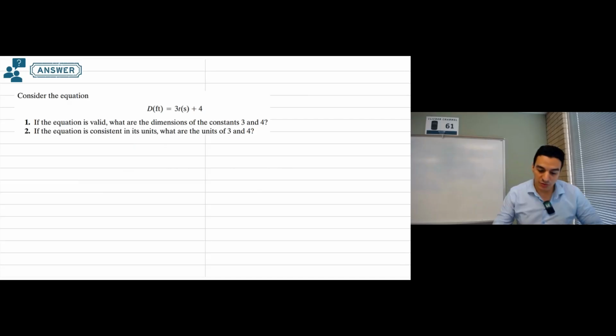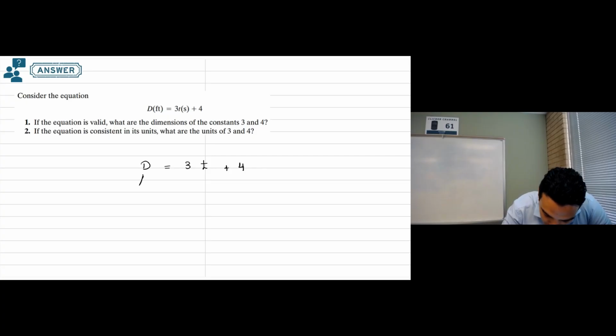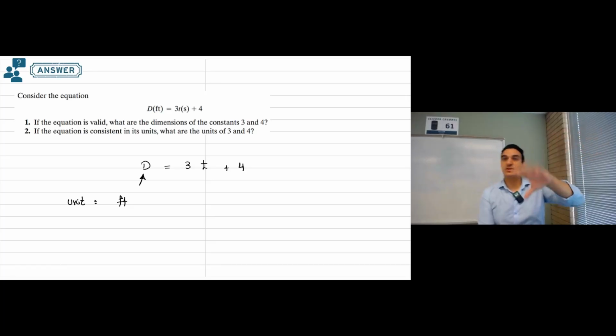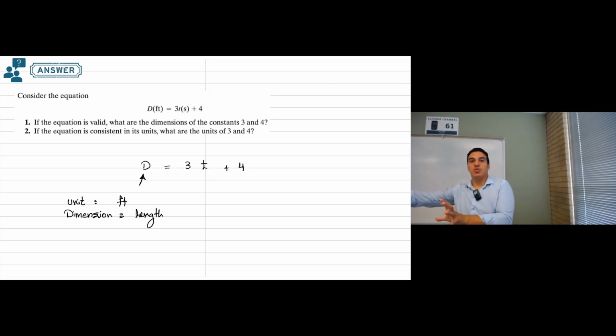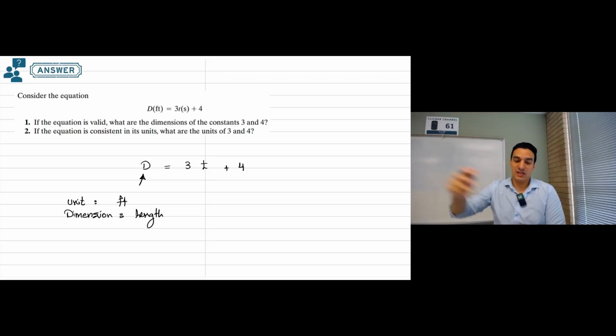Okay, so how do we do it? This is the equation we have: D equals 3t plus 4. This D is in feet, so this is the unit we have. And this unit, feet, expresses a dimension, which is length. So each term of the equation should represent length in feet.